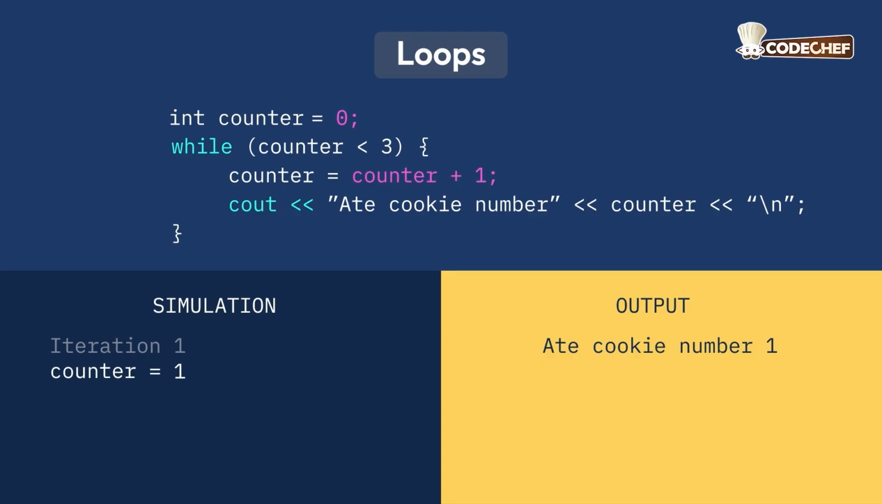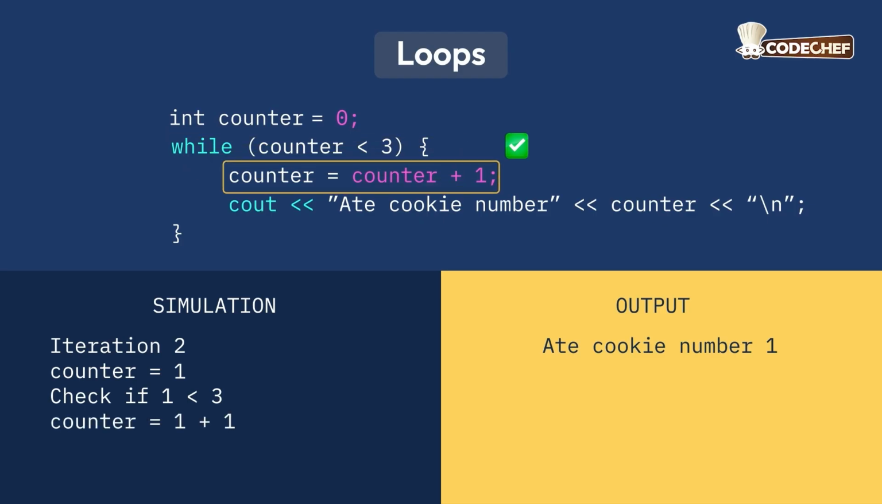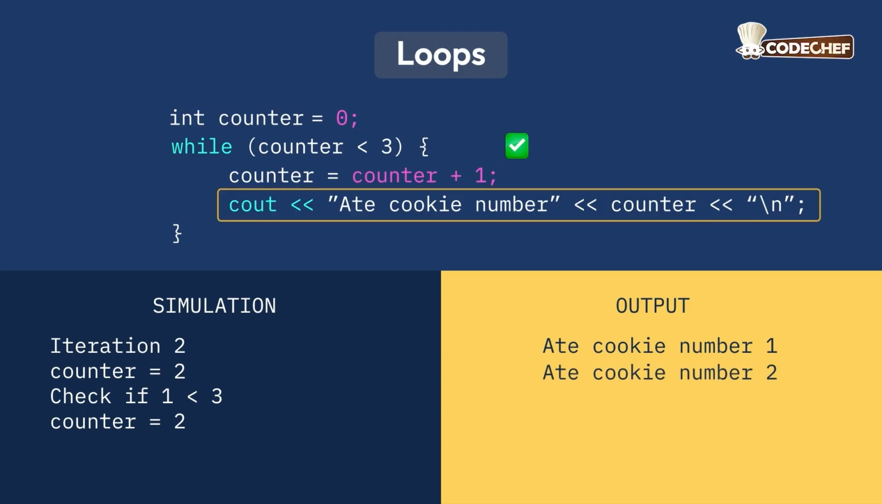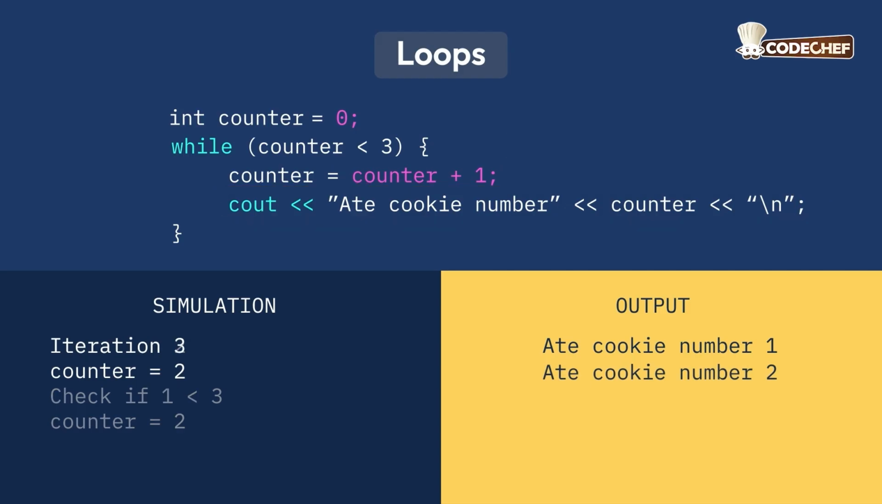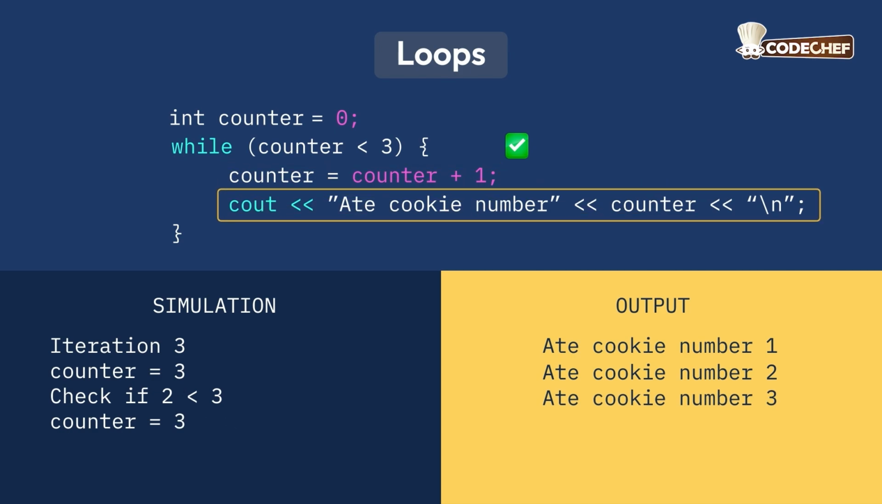In the second iteration, counter value is 1. 1 less than 3 is true. We enter the loop, increment the counter, now it becomes 2. We print cookie number 2. In the third iteration, counter value is 2. 2 is less than 3, which is true. We enter the loop and increment the counter. Counter now becomes 3 and we print cookie number 3.